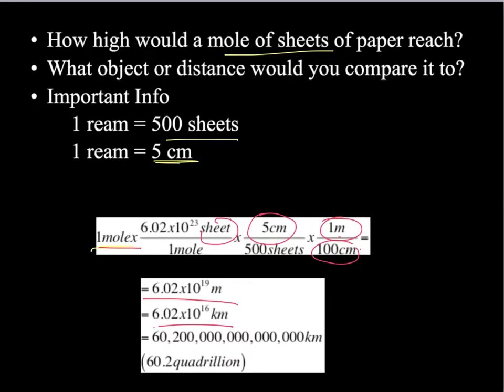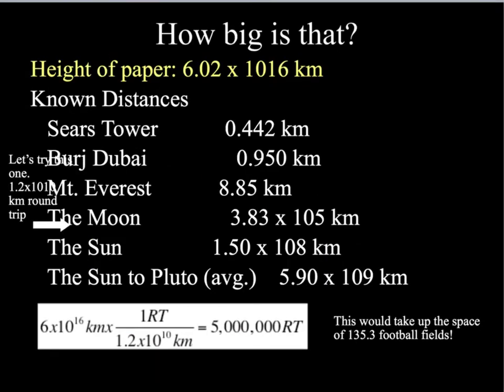Okay, seriously, what is 60 quadrillion kilometers? Let's look at some standards that we know. The Sears Tower in Chicago, which is not named the Sears Tower anymore, is only 0.4 of a kilometer. The Burj in Dubai, which may not be the tallest building anymore, but it's pretty darn tall, is almost a kilometer high on its own. Mount Everest is almost 9 kilometers.